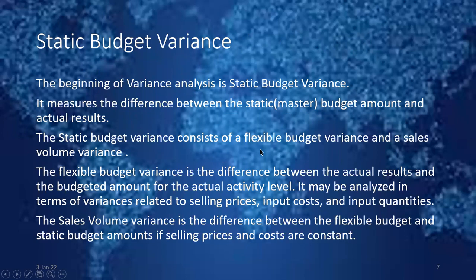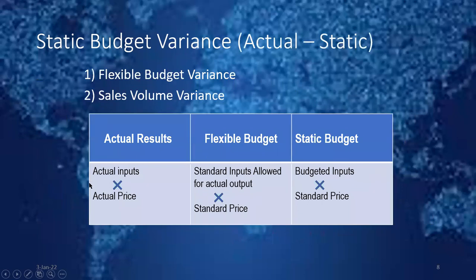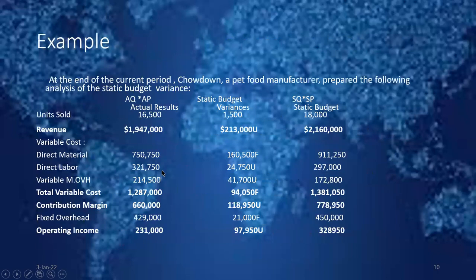So static budget variance consists of a flexible budget variance and a sales volume variance, or in other words, we can say it measures the difference between the static master budget amount and the actual result. So here we can see this is the actual result and this is the static budget. If you compare both of them, let's see here.